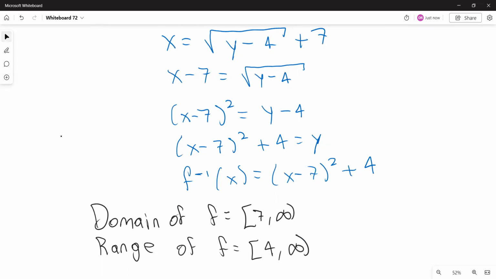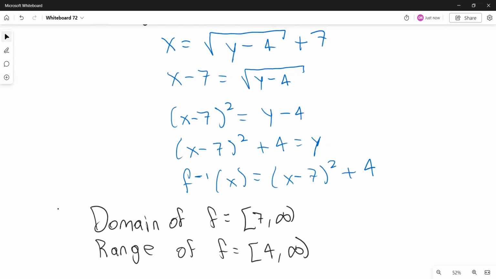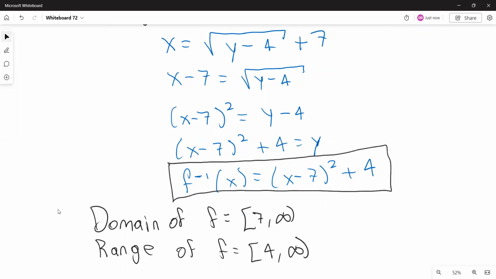Okay, so let's compare the graphs together. So this was the inverse, and that's, of course, when we restrict the domain. So actually, that's the inverse. That's not the function, that's the inverse.